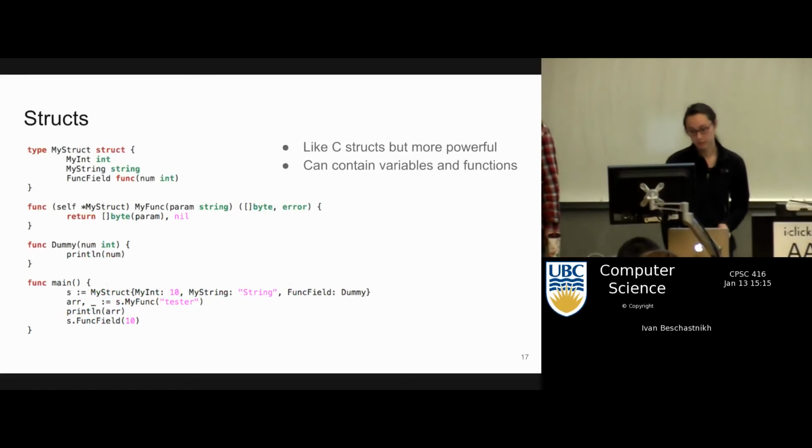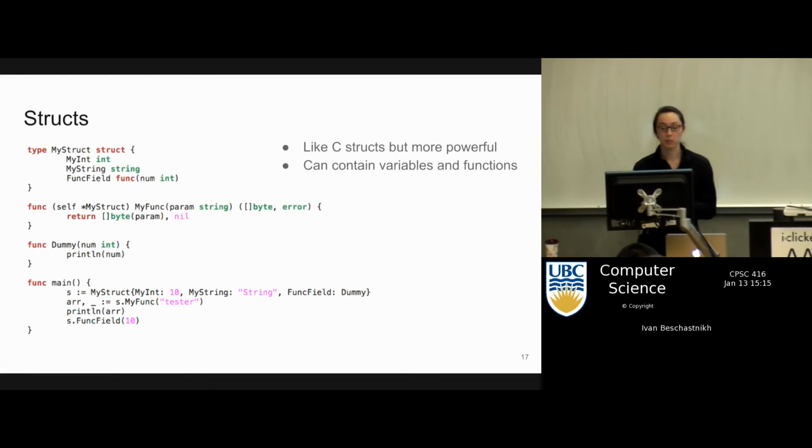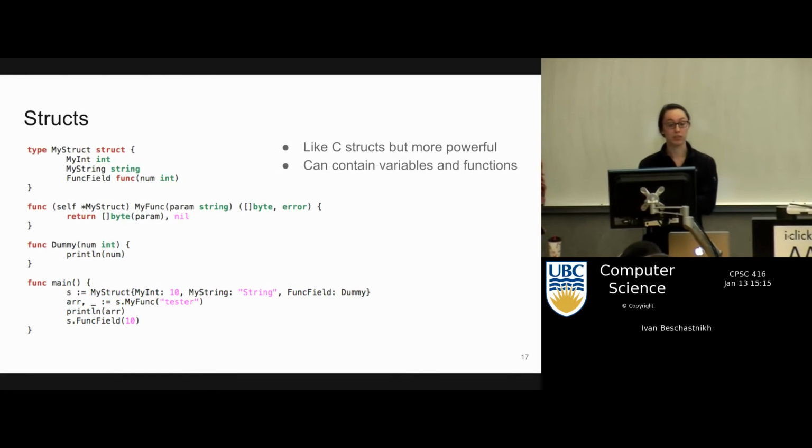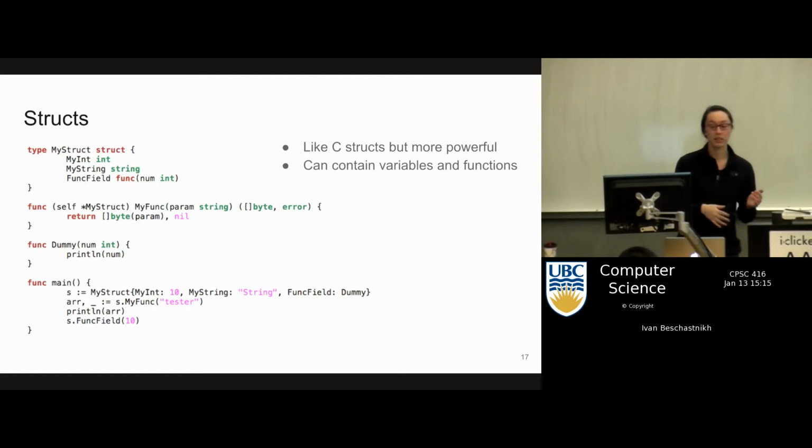So structures, they're like C structs but more powerful. And what I mean by more powerful is you can actually have a function be a field in your structure. The key thing to see is that if you were to create an object in Java, you would create a separate object and have a whole bunch of methods for it, or in C, you would have to have the method headers.